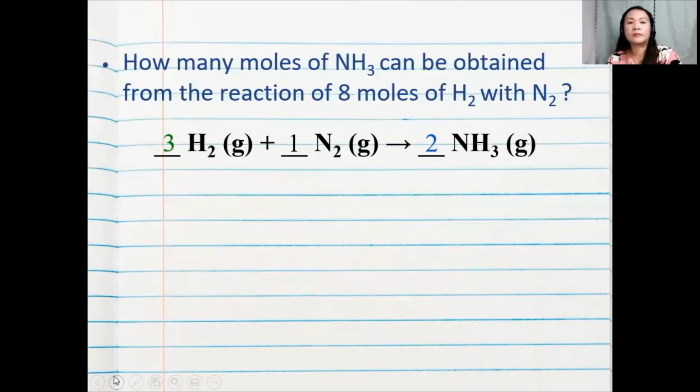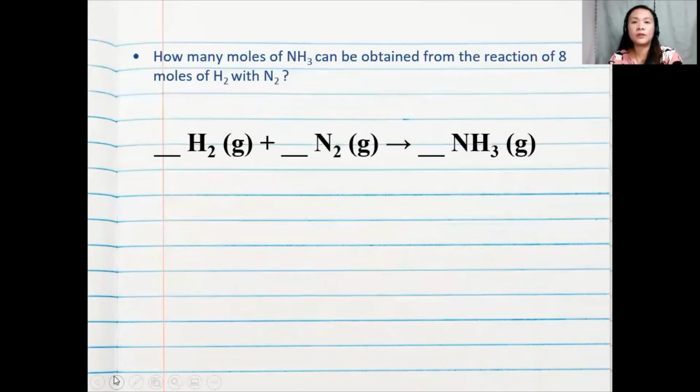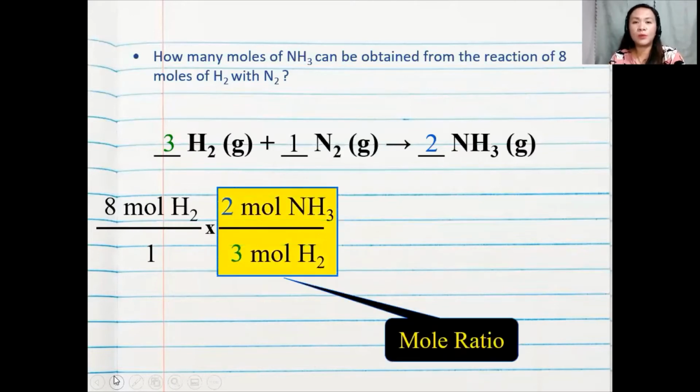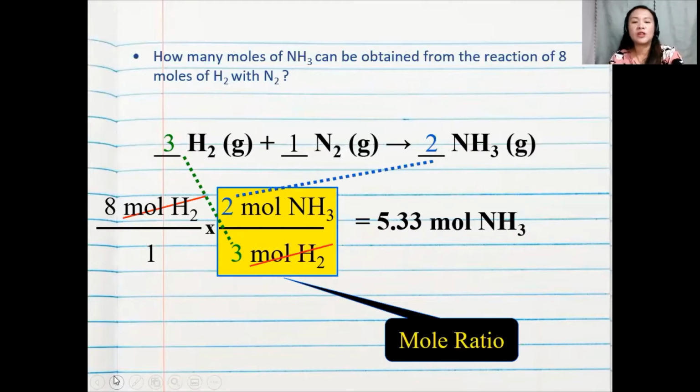Okay. So again, take note, write the balanced chemical equation. After that, you write what is asked for. Then you write their mole ratio from the balanced chemical equation. And you cancel what needs to be canceled to get your final answer. So this is again our mole-to-mole ratio, or mole-to-mole conversion.